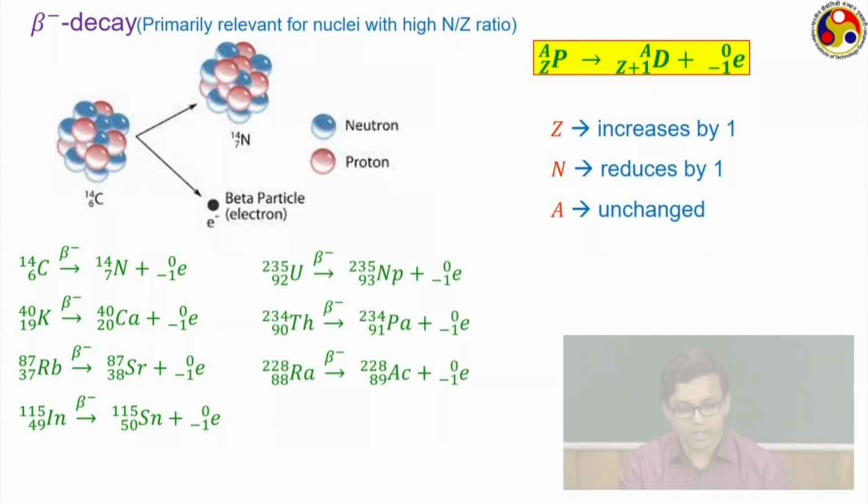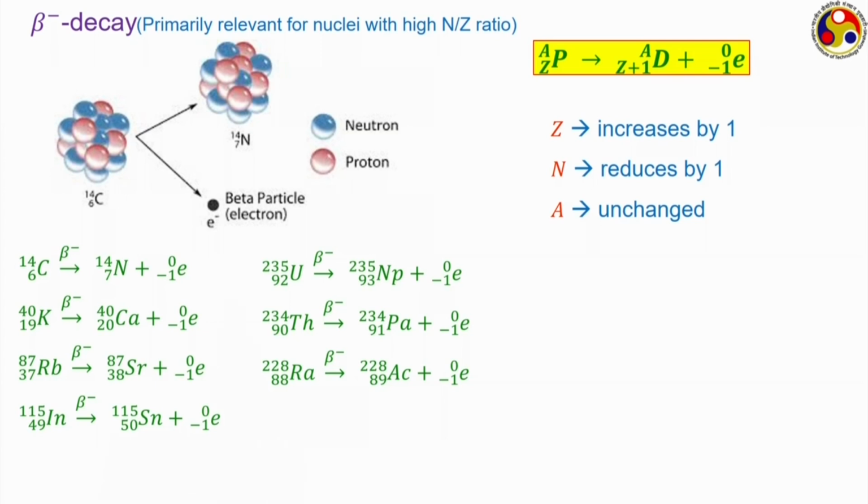These are for the heavier nuclei like U235, Th234 or radium 228, like the middle one may be the thorium 234 going through a beta decay to produce Pa 234, which is having 91 protons in it.